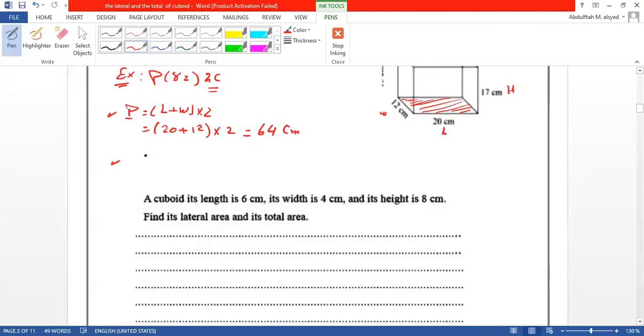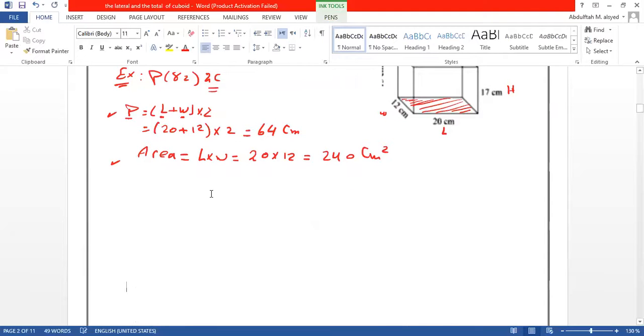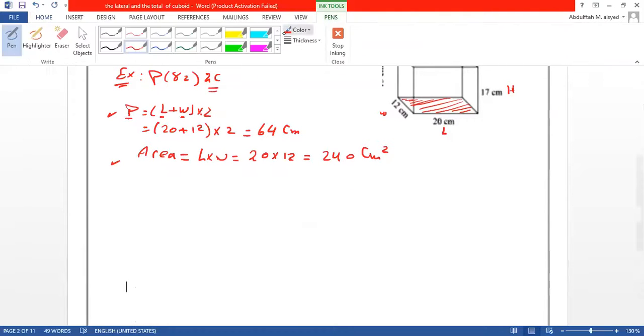Second step, you have to find the area of the base. The area equals length times width of the base, the chosen one. So length times width equals 20 times 12, which is 240 centimeters squared. Now we can find the lateral area easily. Now we will use number 3.